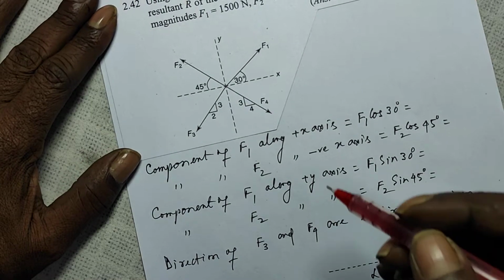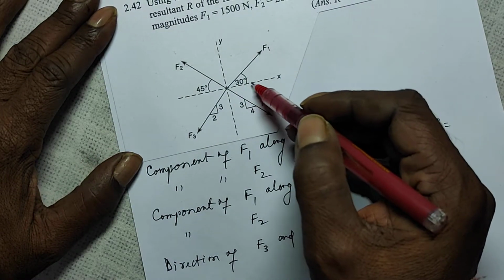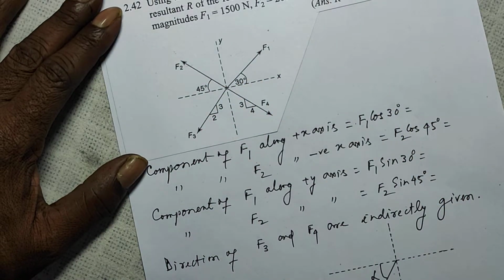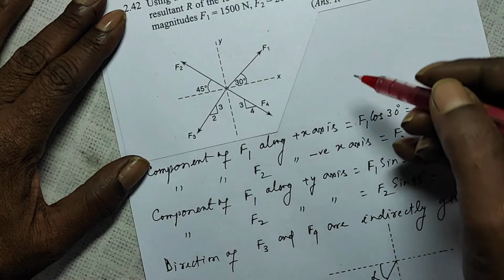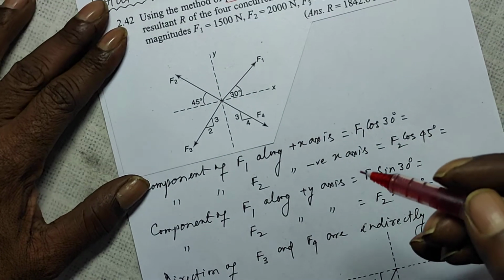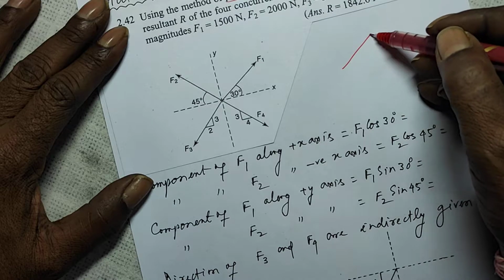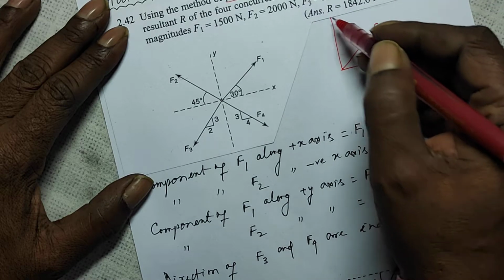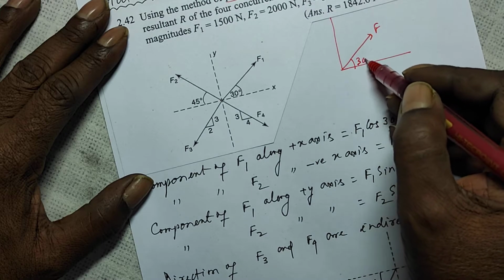If you look at the diagram, F1 is making 30 degrees with the positive x-axis, F2 is making 45 degrees with the negative x-axis. Now, this is your F1. This is your x-axis, this is your y-axis. This angle is given as 30.